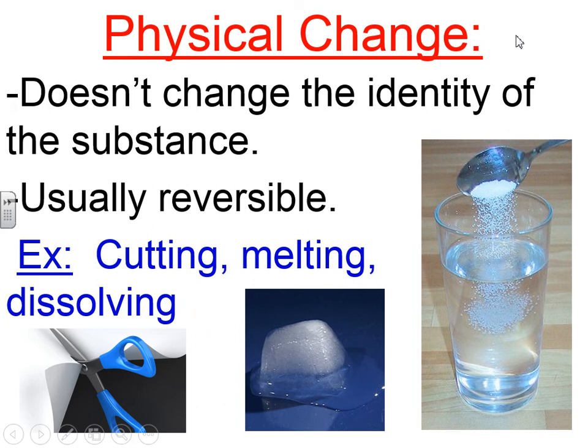So let's dive in and talk about the changes. And the first change we'll define is called a physical change. Now, physical change does not change the identity of the substance. And it's usually reversible, which means you can make it back to how it was. 3 examples of a physical change are cutting. So here you have a piece of paper that's being cut by scissors. Now, you're not changing the paper into something new when you cut it. You just make it into smaller pieces.